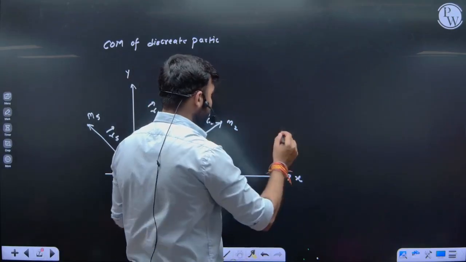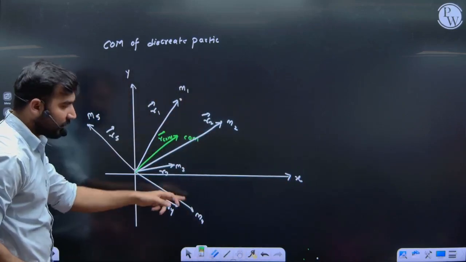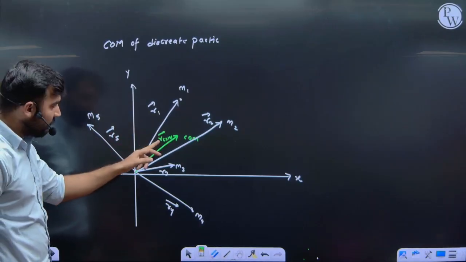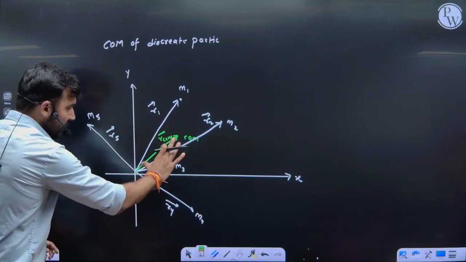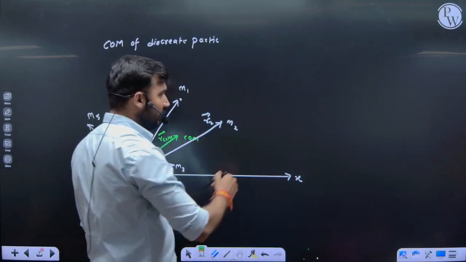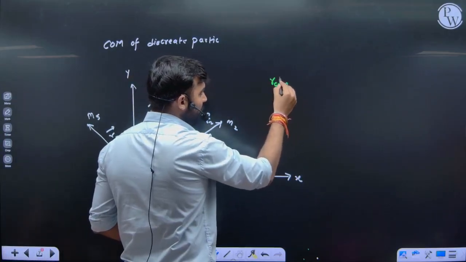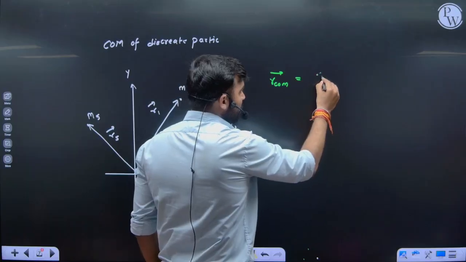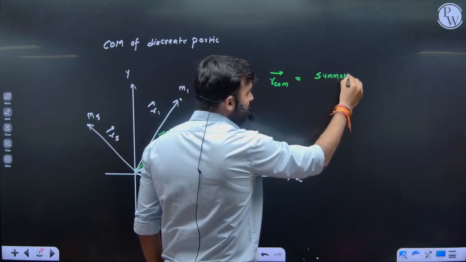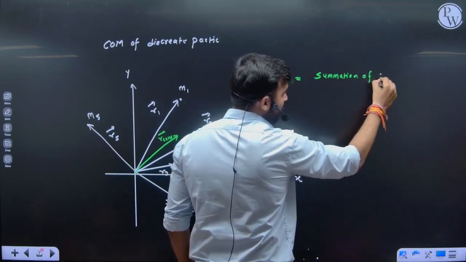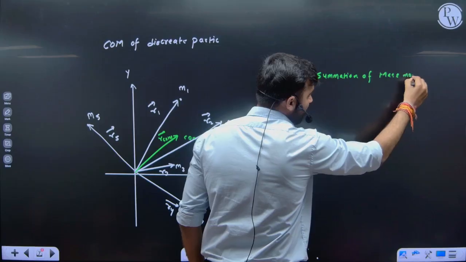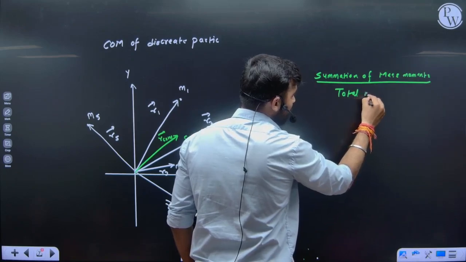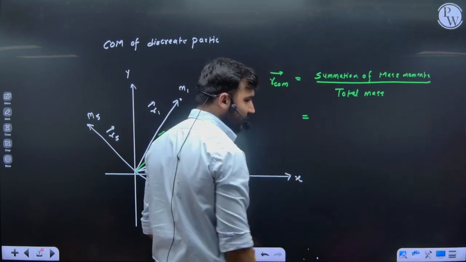So I am writing the formula because we know M1, M2, M3, M4, M5, and R1, R2, R3, R4, R5. We need to calculate this position, this vector. So how will you calculate the position of center of mass? In vector form I am writing: summation of mass moment by total mass.